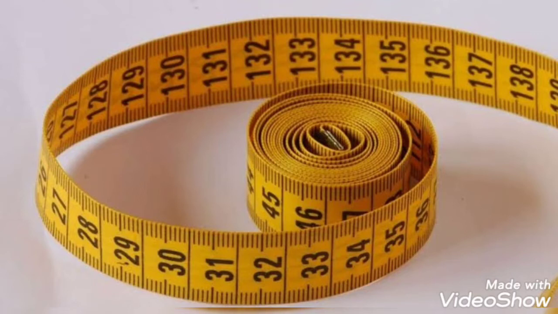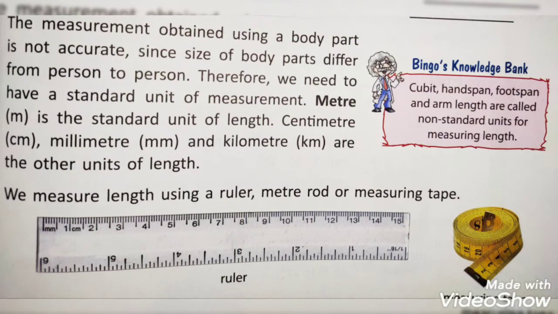Next, hand span. The length between the tip of the thumb and the little finger is known as hand span. So, children, many times we use our palm, isn't it, to measure the distance or to measure the length, and that is known as hand span.